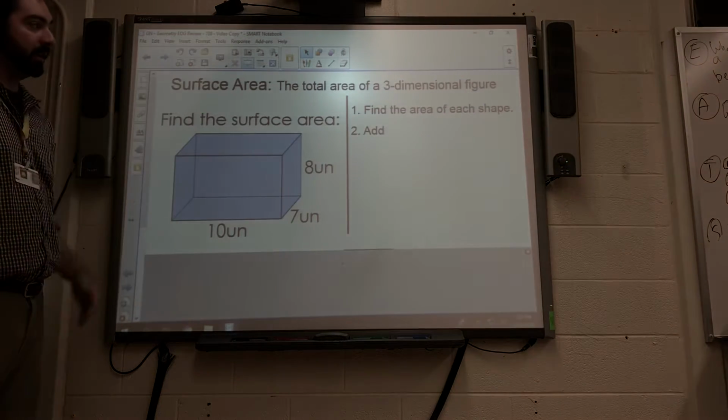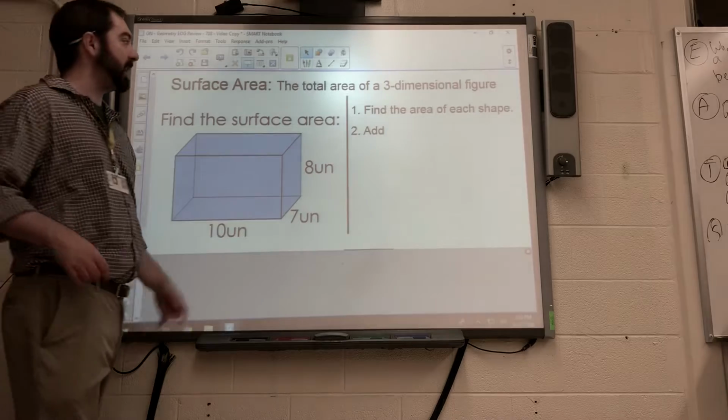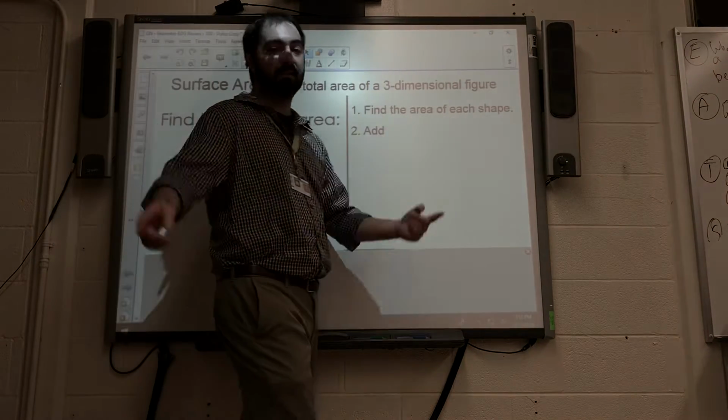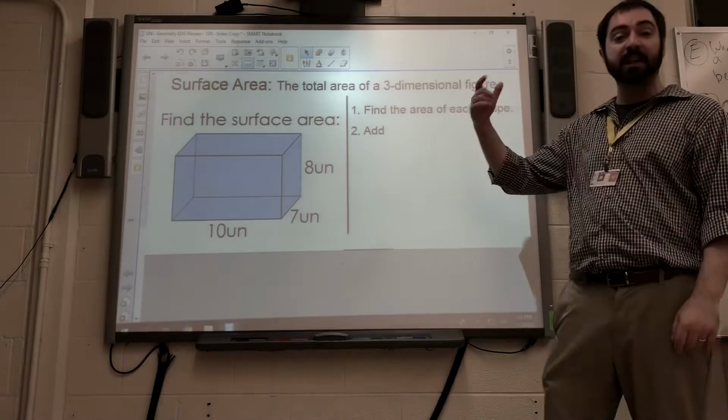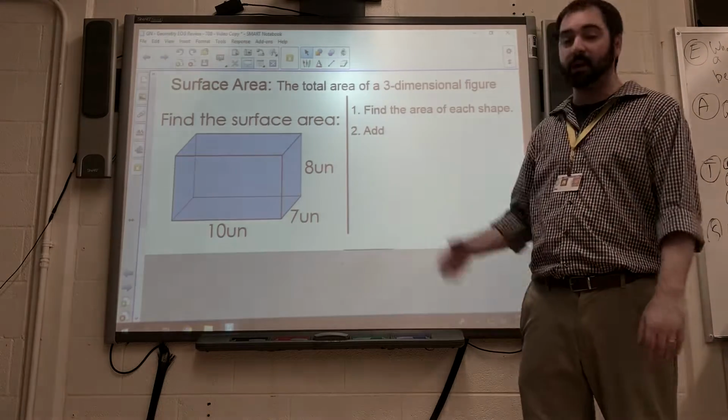Moving on, we'll get into a little surface area. This, our strategy, remember, is the total area of the outside of a 3-dimensional figure, and we're going to find the area of each individual section, and then we're going to add them together.